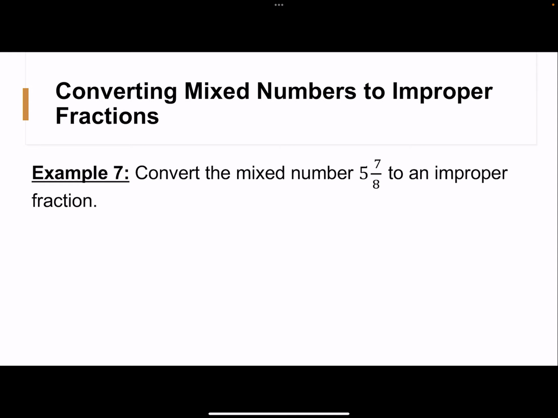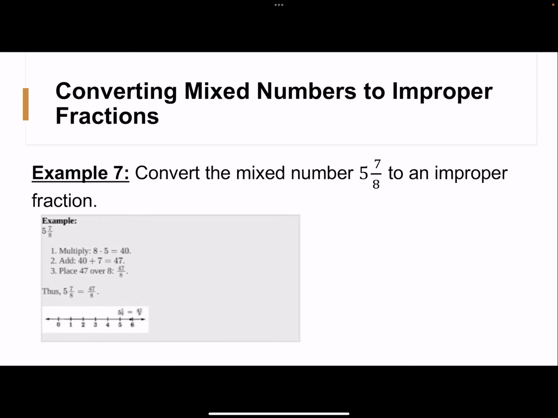All right, let's look at another example. We want to convert 5 7/8 to an improper fraction. So what we're going to do is take 8 and multiply it by 5. That's going to give me 40. Then I'm going to add my numerator to it. 40 plus 7 gives me the 47 that you see here. And then I'm going to put the 47 over the denominator that I had. So we have 47/8.